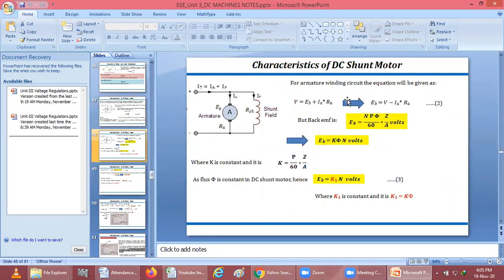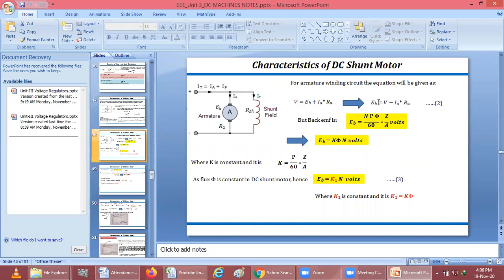If we apply KVL here, you get the voltage across the DC motor, that is across the armature. The armature is what we call the DC motor. The field winding is parallel with that armature. So we can write V equal to Eb plus IaRa. You can convert that equation in the form of Eb, because when we study the characteristics of the DC shunt motor, you will need the armature current, the torque, and the speed. That's why I am converting that equation in the form of Eb.